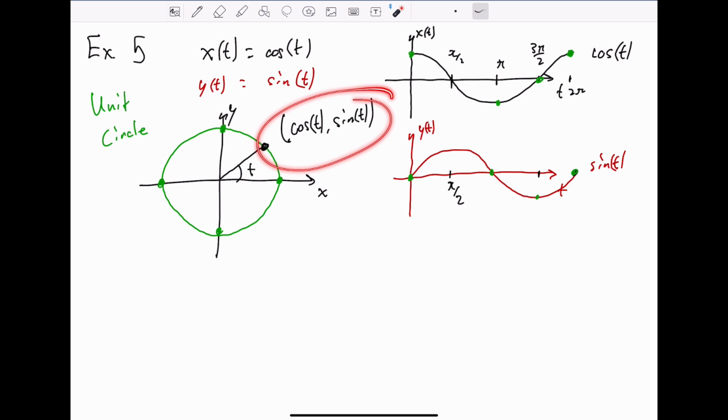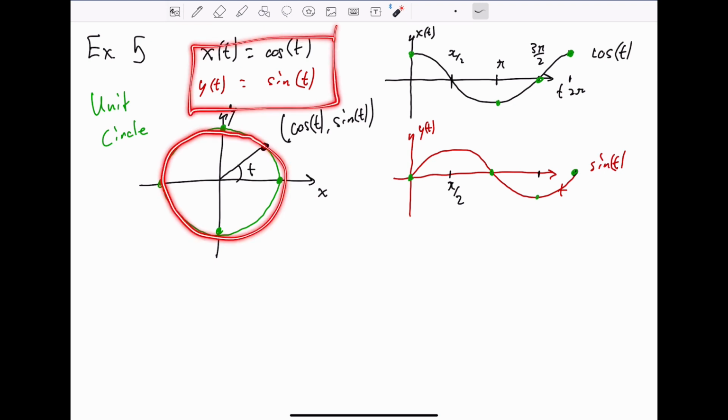This is what the unit circle is all about. Any point along the unit circle, the x value is the cosine of the angle, the y value is the sine of the angle. That's how the points on the unit circle are defined. That's exactly what these parametric equations are giving us. We are getting the unit circle from these parametric equations.